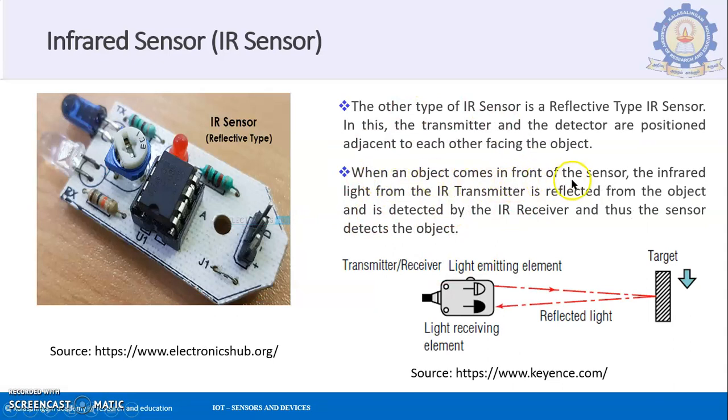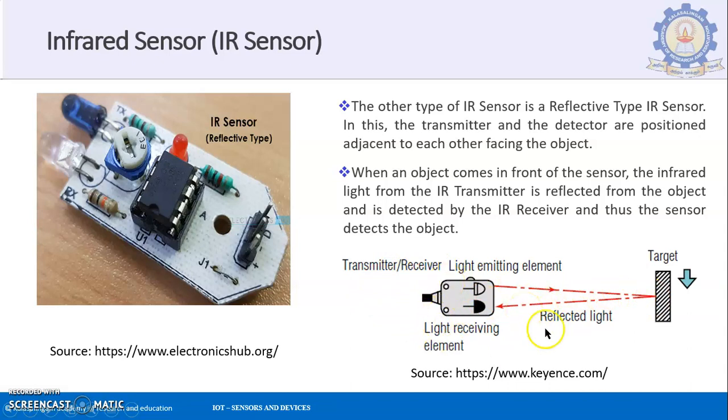When an object comes in front of the sensor, the infrared light from the IR transmitter is reflected from the object and is detected by the IR receiver, and thus it detects the object. With the help of infrared light, one is transmitting the IR signal, and when this IR signal hits a particular target and comes back, the IR detector over here receives this signal. It gives the signal to the microcontroller that an object is available over here.